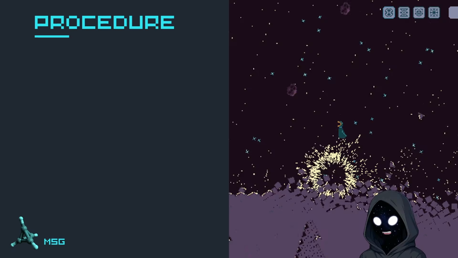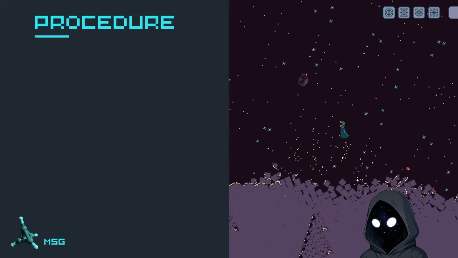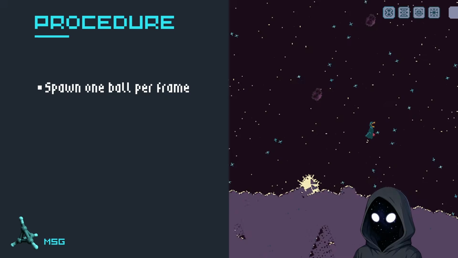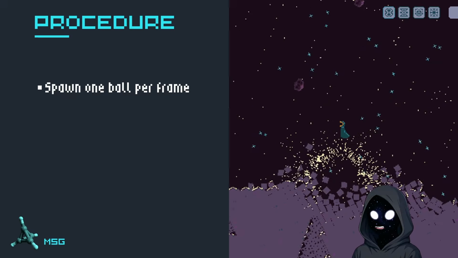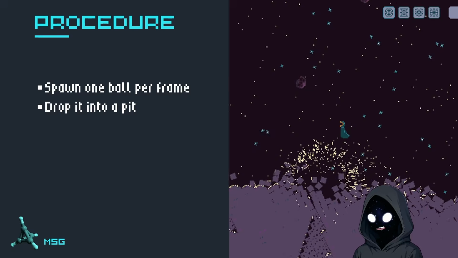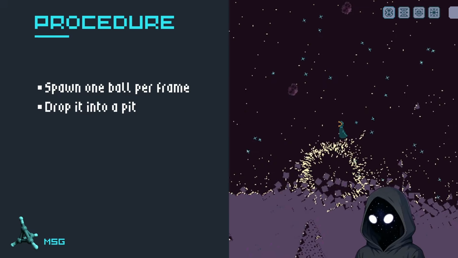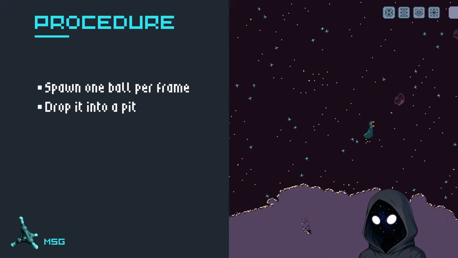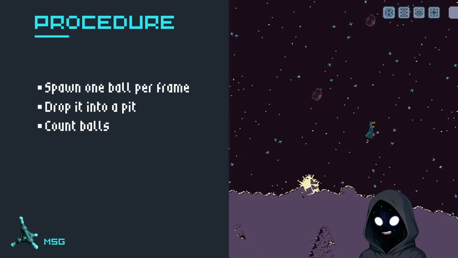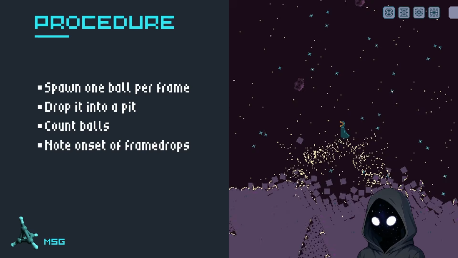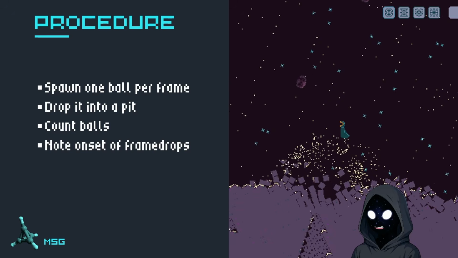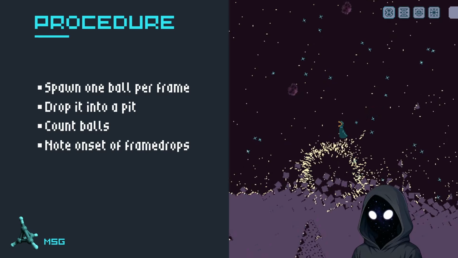So I started by defining an experimental procedure to measure the performance of different physics engines. First we would start spawning balls, one ball per frame. And we drop this into a pit and just collect them in a big bucket and just have their collisions be our benchmark for the physics engines. So we just count balls and wait until the onset of frame drops, until we lose frame rate, and measure this as performance for our physics engines.